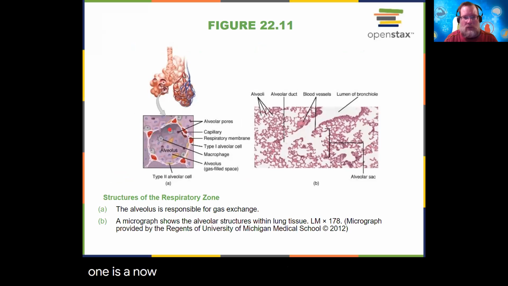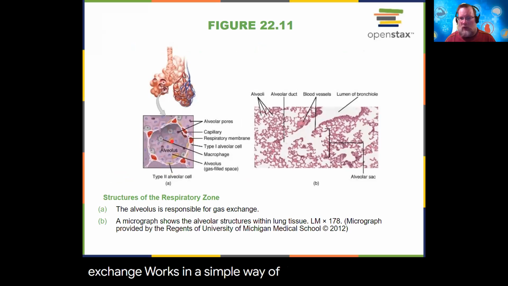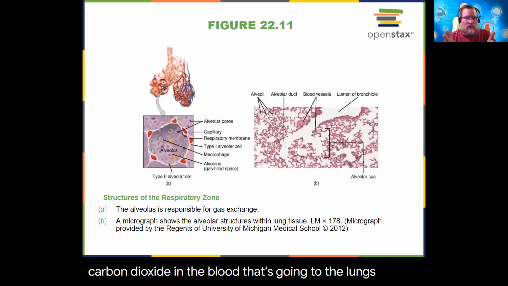One is an alveolus. Okay, so we just exchange gases. And again, gas exchange works in a simple way of what we call diffusion. Gas is going to move to where there's a lot of it to where there's less of it. So there's a lot of carbon dioxide in the blood that's going to the lungs. There's not much carbon dioxide in the air we're breathing in. So carbon dioxide is naturally going to diffuse into the alveoli.